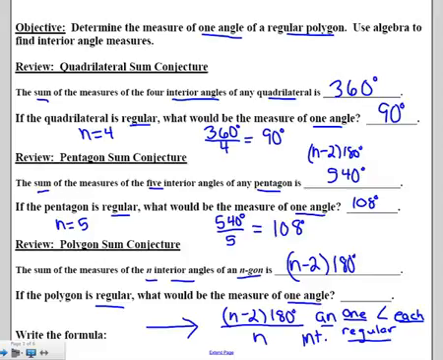This is the formula we developed at the beginning. Hopefully by now you're able to determine the measure of one angle of a regular polygon. We're able to use algebra to find the interior angle measures.